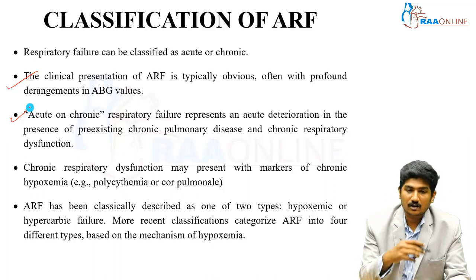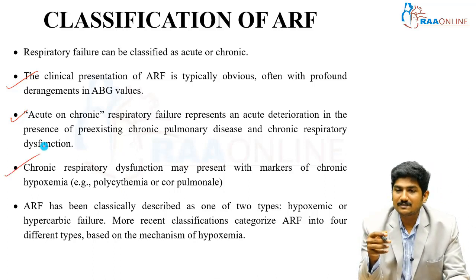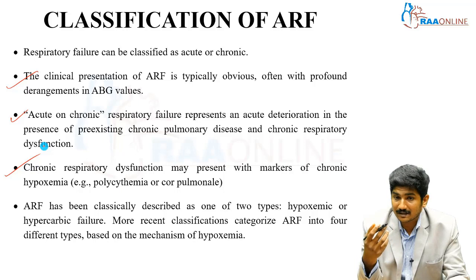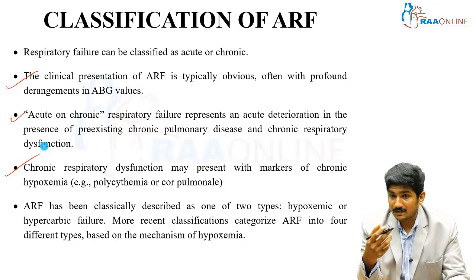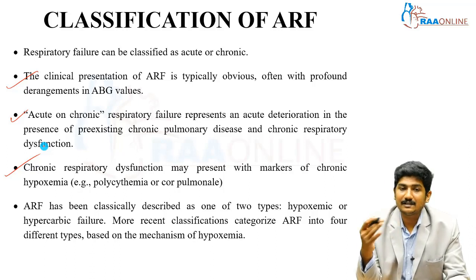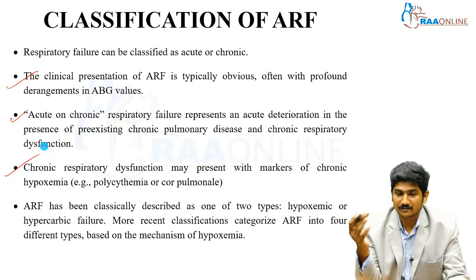And third, chronic respiratory dysfunction. That may present with markers of chronic hypoxemia. For example, to compensate for this kind of hypoxia, there will be increased RBCs, increased hemoglobin, that's polycythemia, or there will be increased pressure over the right side of the heart, causing cor pulmonale. All these things are a marker that you're handling a chronic hypoxemia patient, right? So you can classify acute respiratory failure into acute and acute on chronic. And the third variety is a totally different one, which is a chronic respiratory dysfunction.